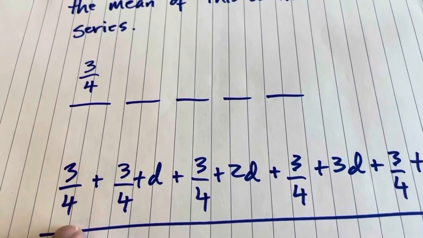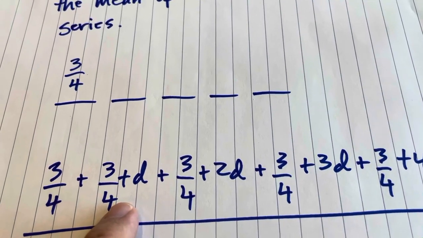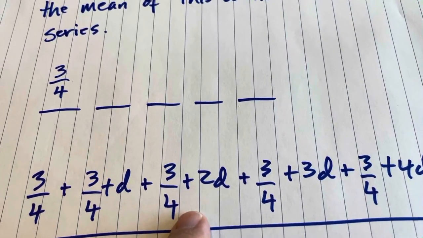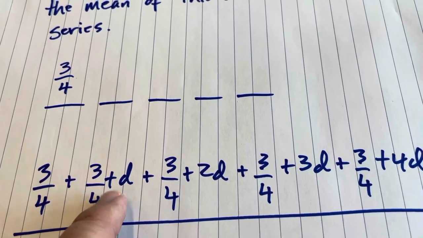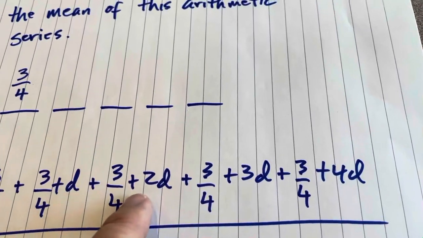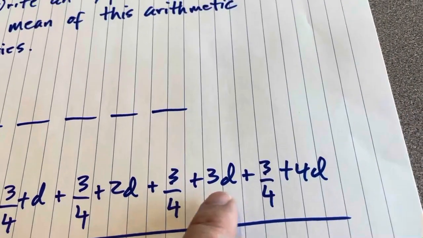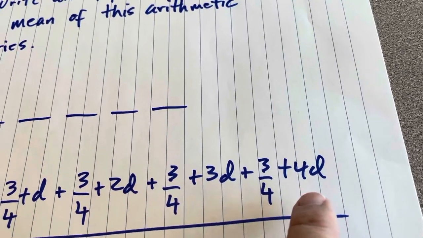So if the first one's 3/4, the second one's going to be 3/4 plus some unknown value. And that would make the third one 3/4 plus d again. So it's this one plus d more, which makes it this. And then this one would be d more than that. And this last one is d more than this. So I'm adding d to 3d to get that.